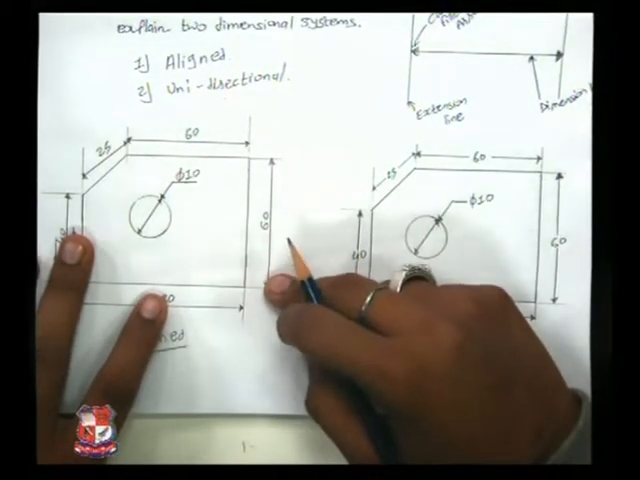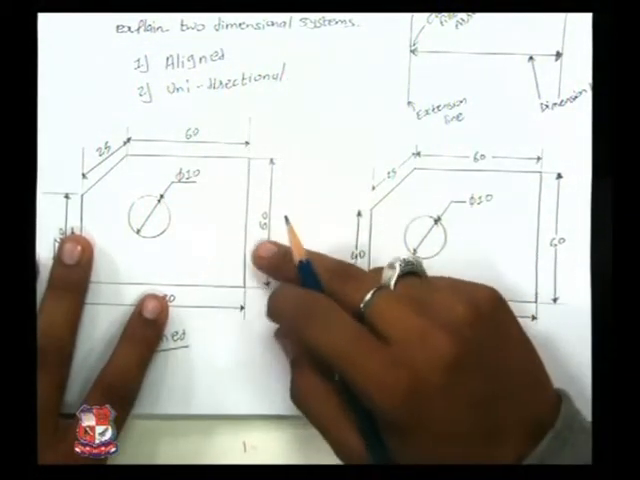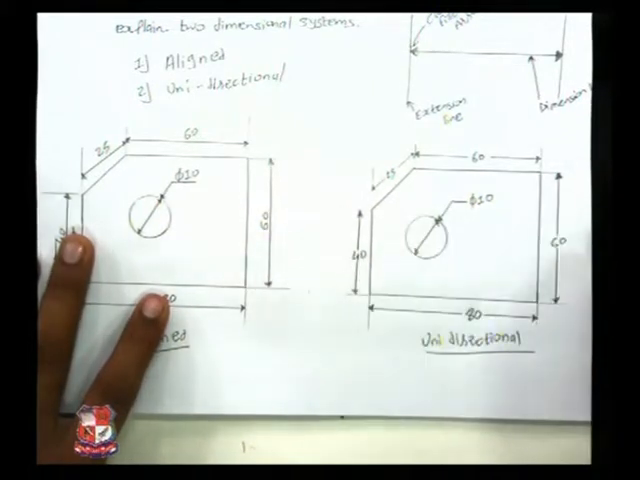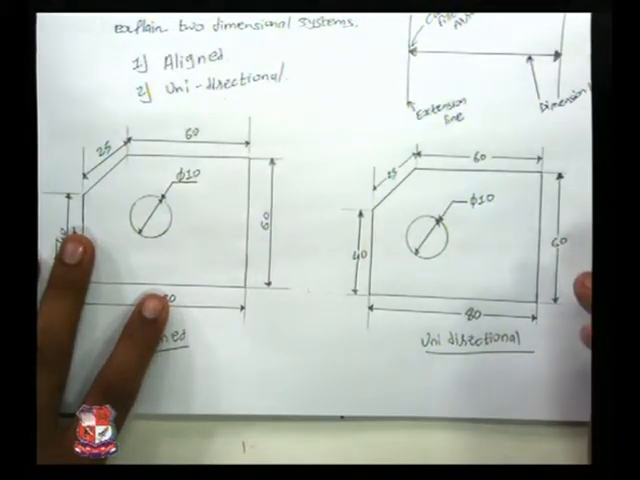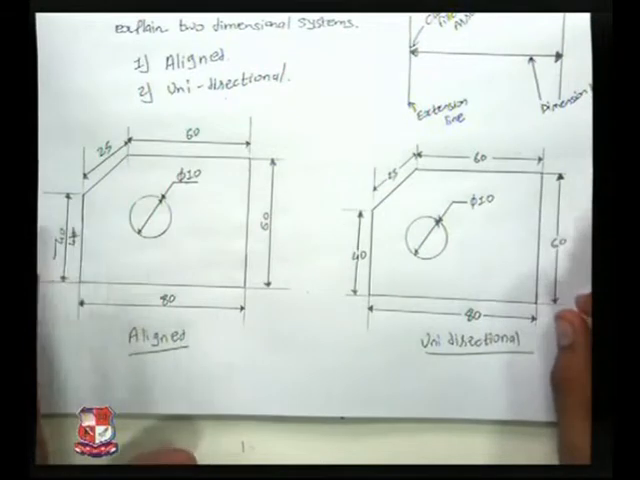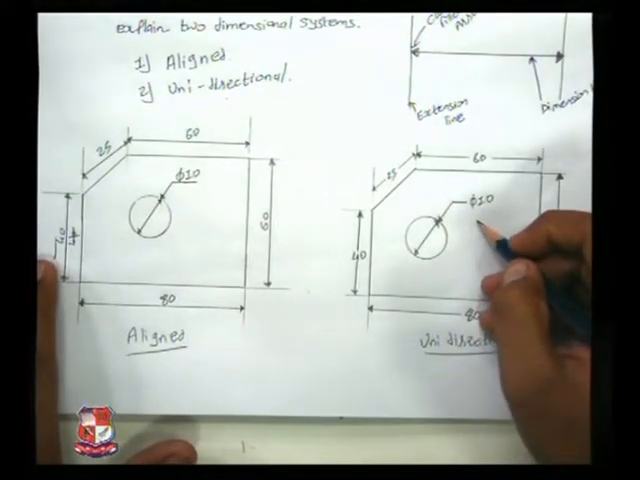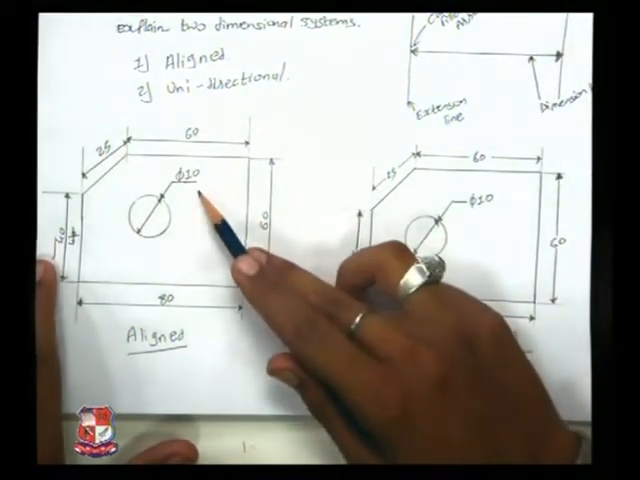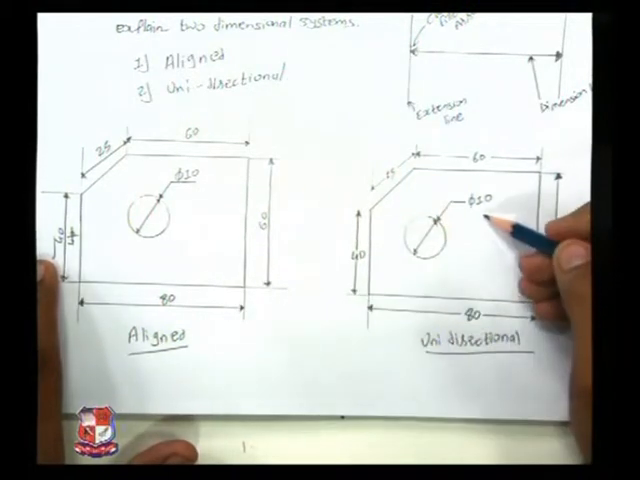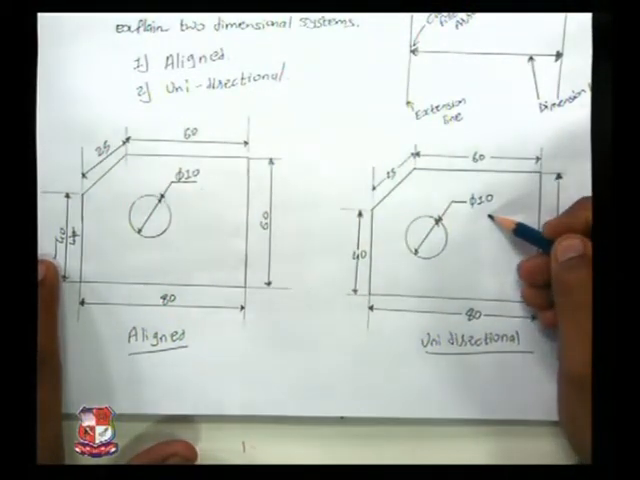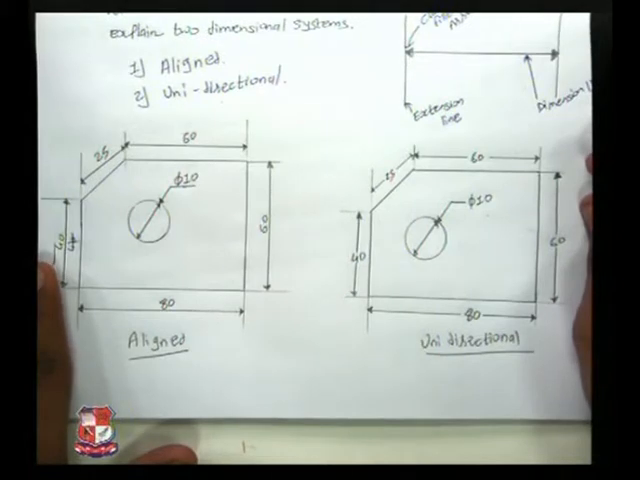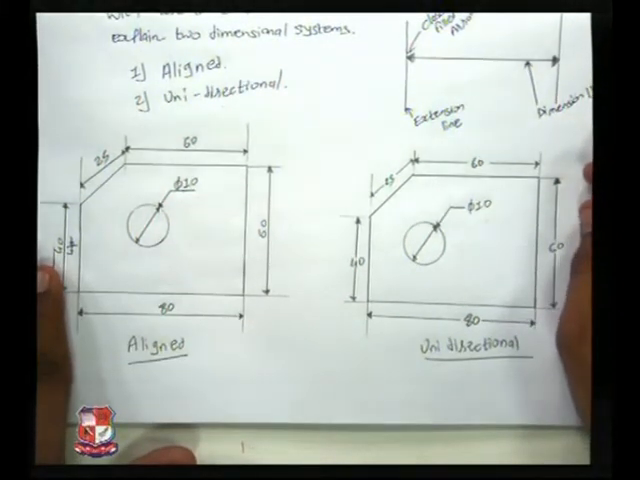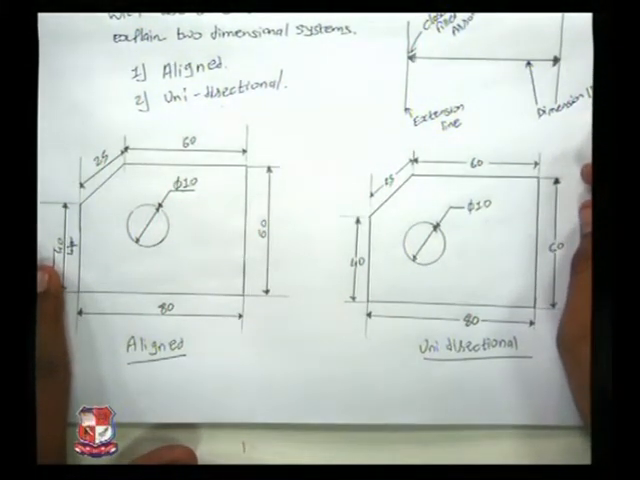In the vertical dimension, dimensions are written parallel to the line. Dimensions are clearly visible from the front side. And for the circle dimension, the dimension is written beside the arrow line. So this is a clear visible difference between the two dimensional systems.